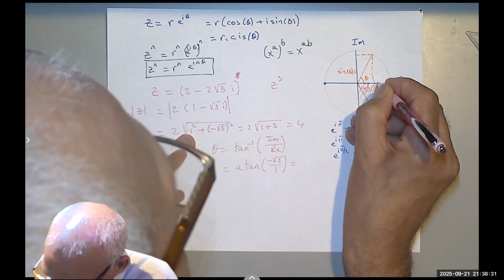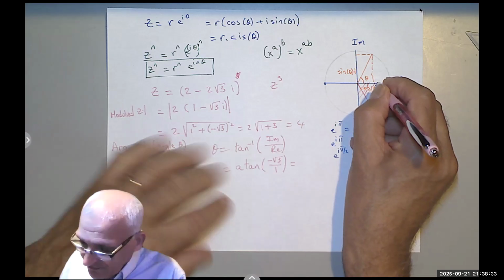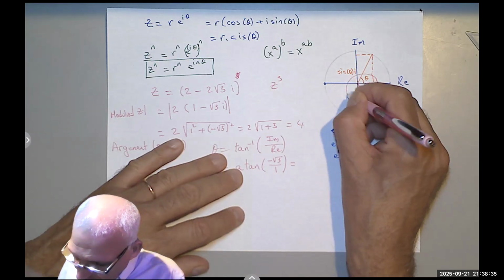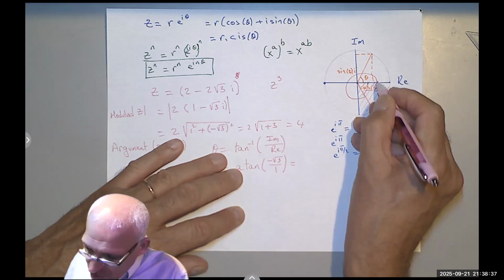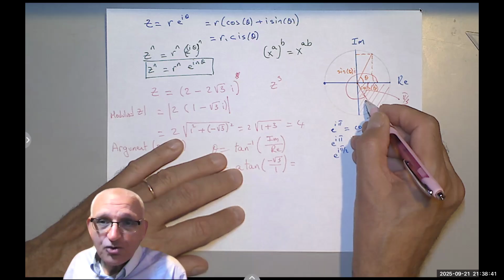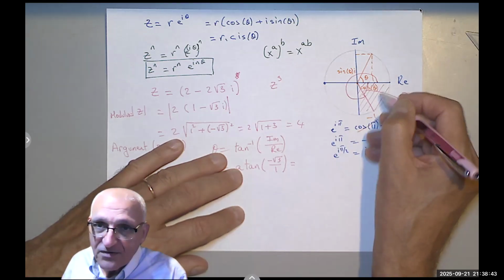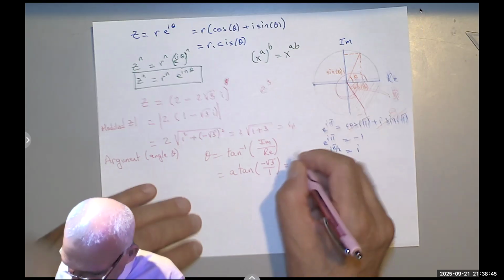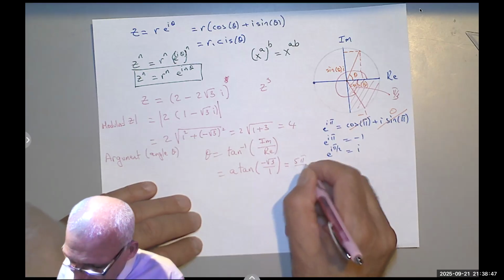But we always measure the angle from the 0 counterclockwise. So this thing is 2 pi minus pi over 3. 2 pi is 6 pi over 3. Minus pi over 3, it's 5 pi over 3.